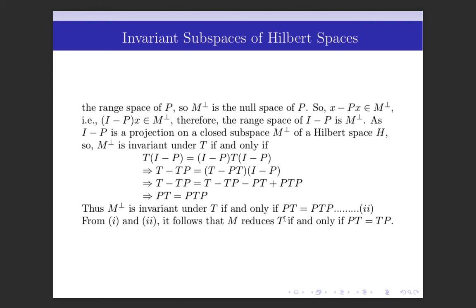And we know that M reduces T if and only if both M and the orthogonal complement of M are invariant under T. But M is invariant under T if and only if TP is equal to PTP. And the orthogonal complement of M is invariant under T if and only if PT is equal to PTP. So we have PT is equal to PTP is equal to TP. So we can say that PT is equal to TP. So M reduces T if and only if PT is equal to TP. Thank you.